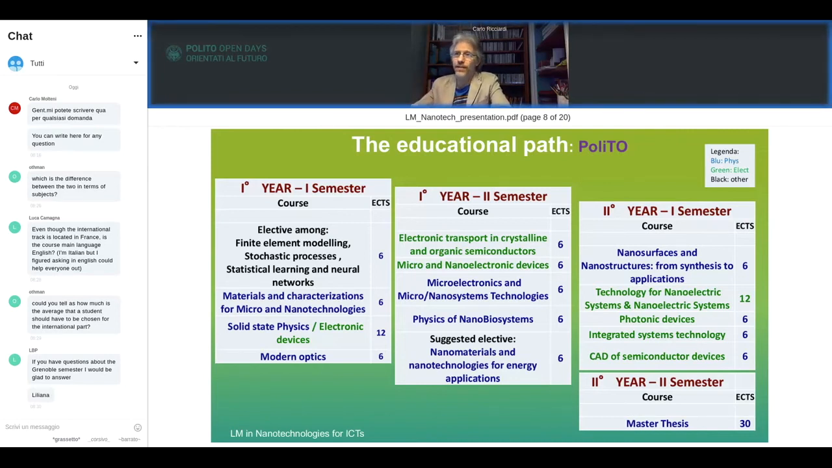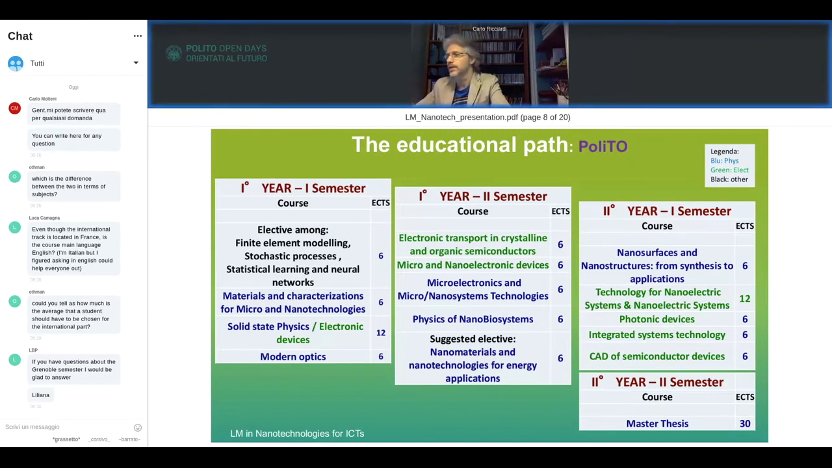So that is a difference in the educational path. I will not go into details, but you can see on the website, and you can take your time to look at the program of the single courses. I put this agenda that you see in the upper right corner. In blue are the courses whose subject and teacher are more related to physics, in green more related to electronics, and in black the elective courses or those related to others.